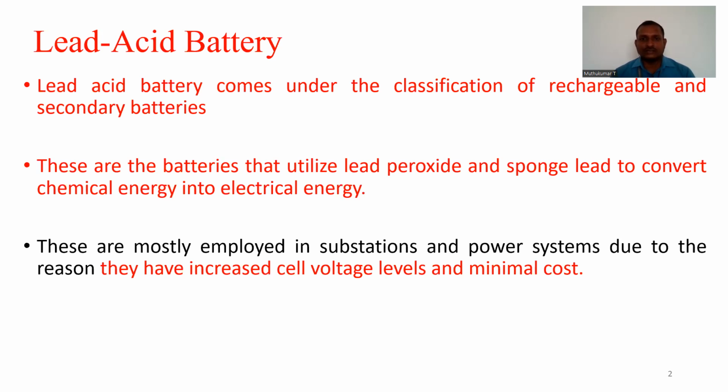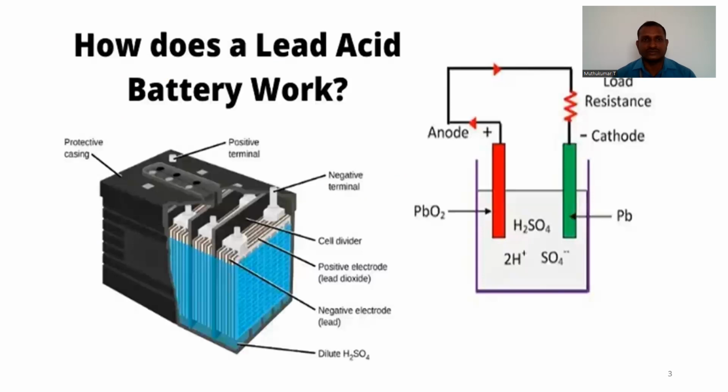It utilizes lead, lead peroxide, and sponge lead to convert chemical energy into electrical energy. Generally, batteries convert chemical energy into electrical energy. Why are we going for the lead acid battery? Because it has an increased cell voltage level and minimal cost compared to some other battery devices. So it is a rechargeable, secondary battery with increased cell voltage level and minimal cost.